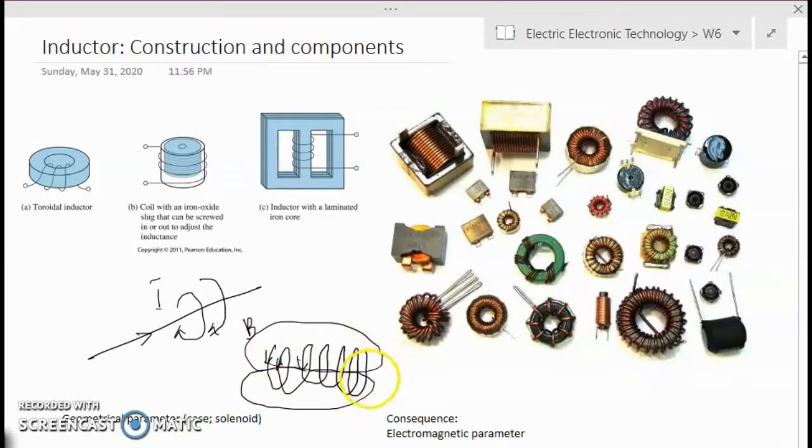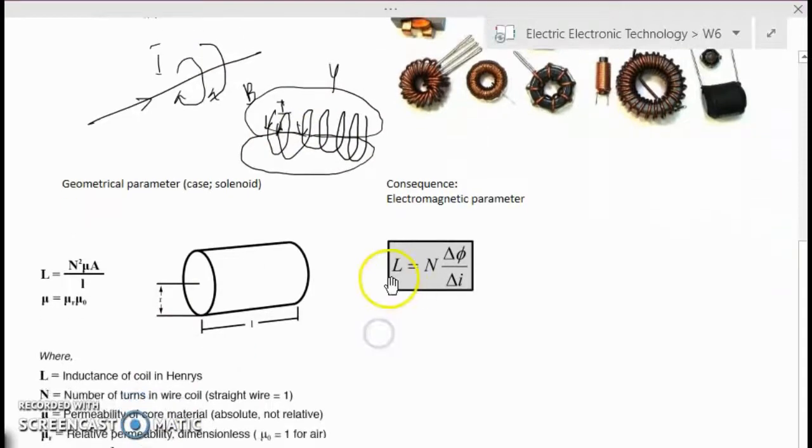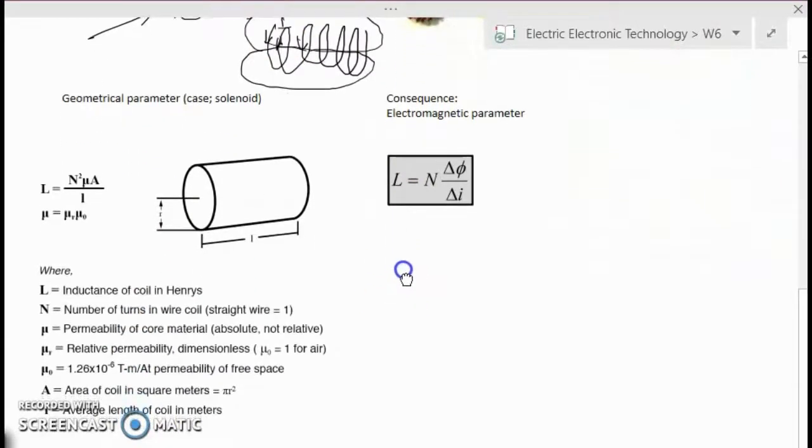And then if you look at the relationship between the current that's passing into the inductor and the magnetic flux around the inductor, there is a relation between them. The relation between them is the inductance. What we call inductance is basically the constant N, the number of turns of the coil, multiplied by the ratio of flux over current. So inductance is basically the ratio of the flux over current.